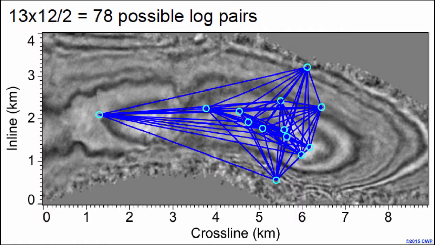So instead, we can perform pairwise correlations between all possible log pairs and then maintain consistency among these pairwise correlations. Here, for the 13 logs, we have 78 possible log pairs denoted by line segments here. And to explain what I mean by maintain consistency, I'll use logs from the 3 wells circled in red.